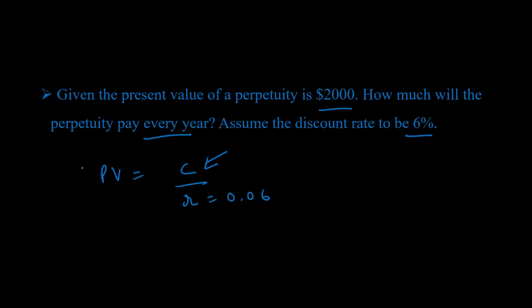And the present value of this perpetuity is $2,000. So we multiply both sides by R, and C is just going to be equal to 2000 into 0.06. And that is equal to $120. That is, this perpetuity is going to pay you $120 every year forever.